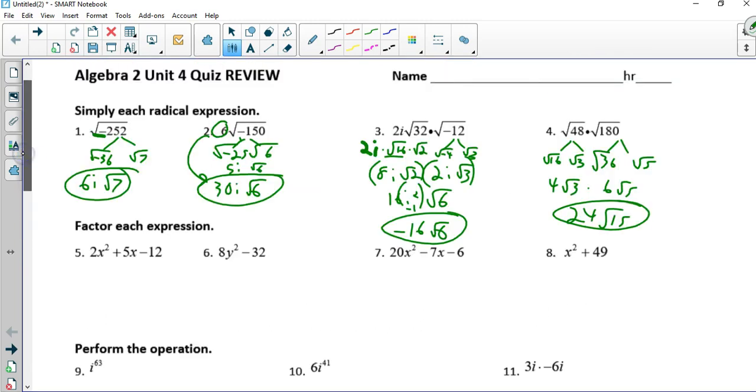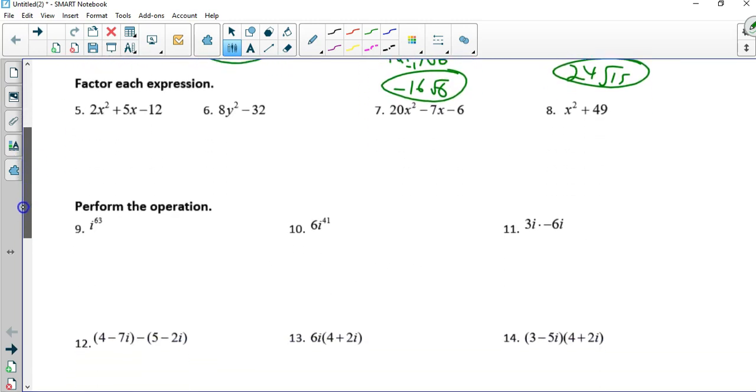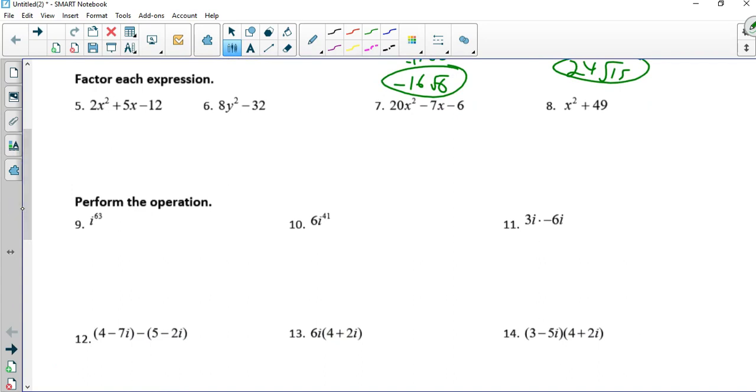Okay, number 5. It says factor each expression. So this is a pretty easy one to do, guess and check. This has to be 2x and 1x because 2 is prime. And now for 12, you're going to use either 1 and 12, 2 and 6, or 3 and 4. And you're just going to guess and check to see which ones will multiply to give you 12, obviously those, and then this setup gives you positive 5 in the middle. And you basically just go back and forth and check.